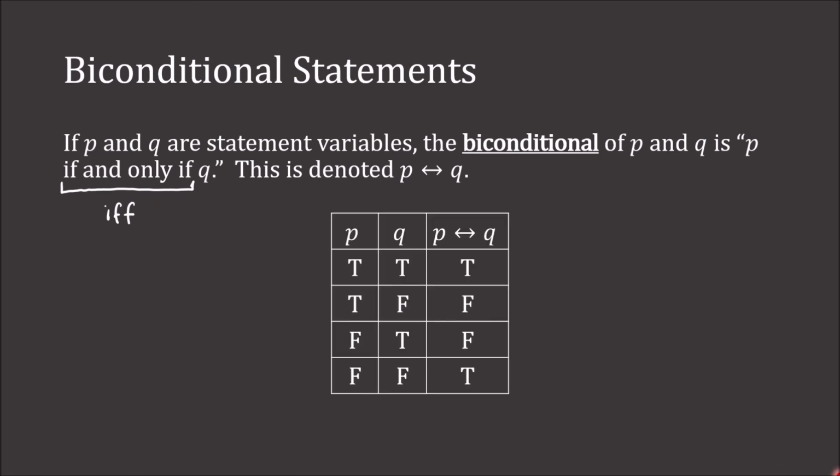Now, the truth table for the biconditional is given. If both statements are true, then the biconditional is true. If both statements are false, the biconditional is true. In the other two cases, the biconditional is false. In other words, a biconditional is true only if both statements have the same truth value.